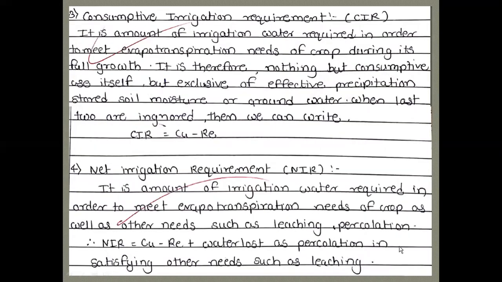Third point is consumptive irrigation requirement. It is the amount of irrigation water required in order to meet the evapotranspiration need of a crop during its full growth. It is therefore nothing but consumptive use itself, but exclusive of effective precipitation, stored soil moisture, or groundwater. When the last two are ignored, then we can write consumptive irrigation requirement is equal to Cu minus Re, that is, consumptive use minus effective rainfall.